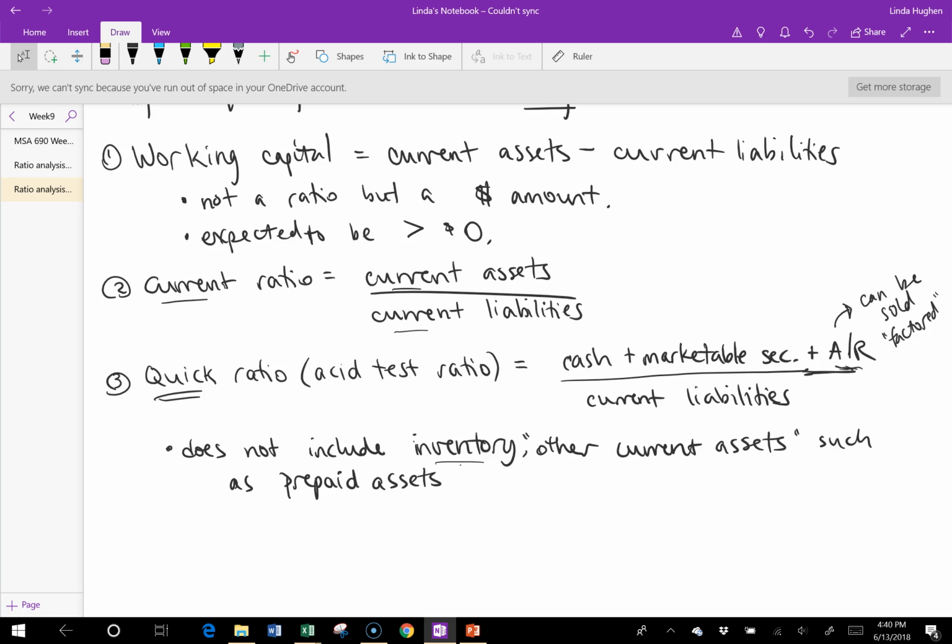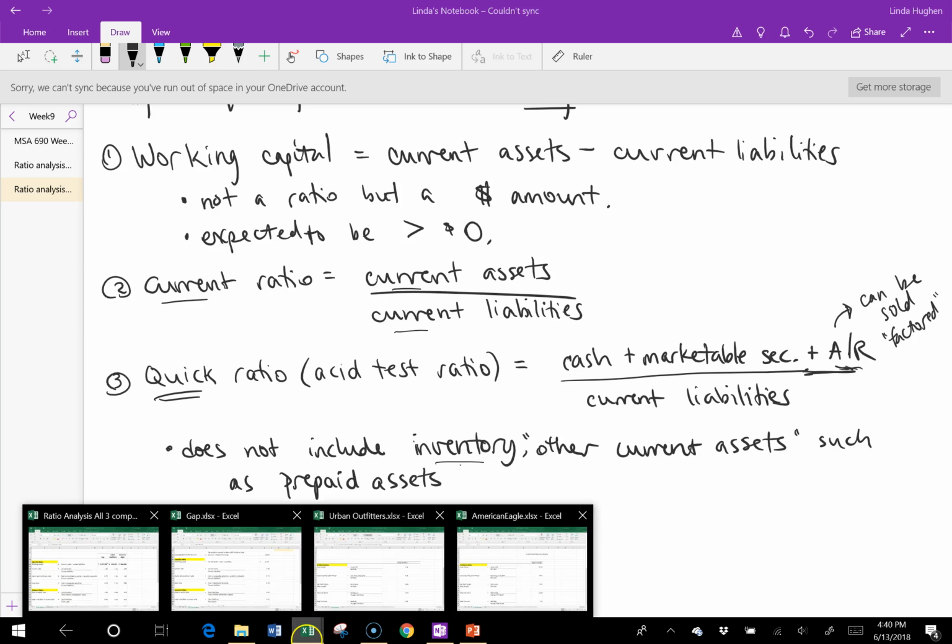Again, because this is very similar to the current ratio, the higher, the safer the company, the safer its liquidity. If it's too high, we might be concerned about why this company has so much cash tied up in cash investments. Why isn't it investing that cash more profitably in its operations? Let's take a look at the quick ratio for Gap.